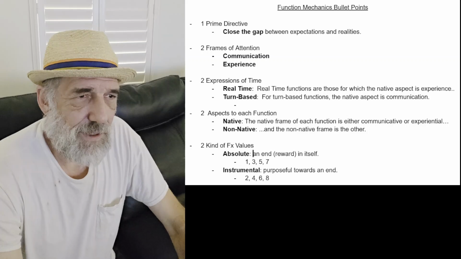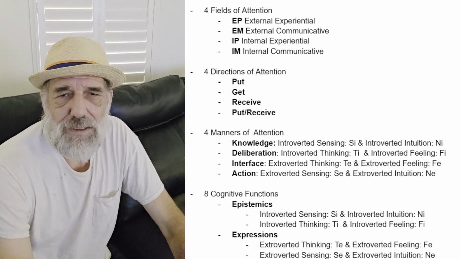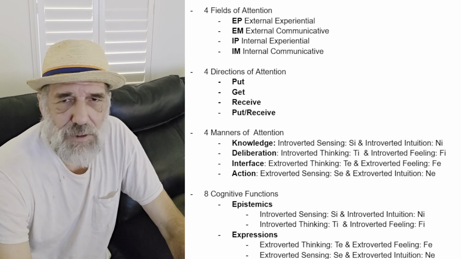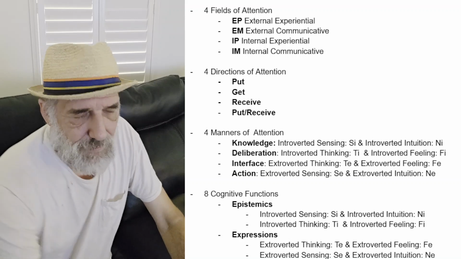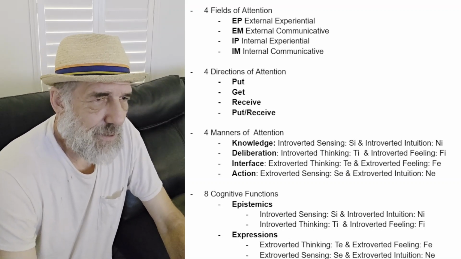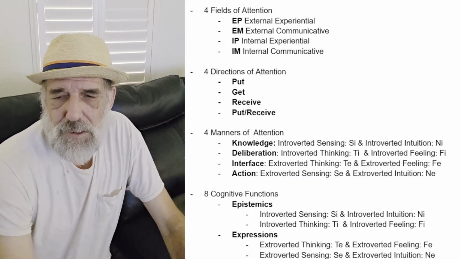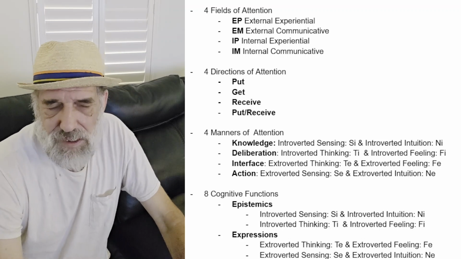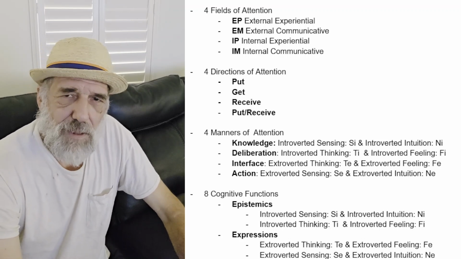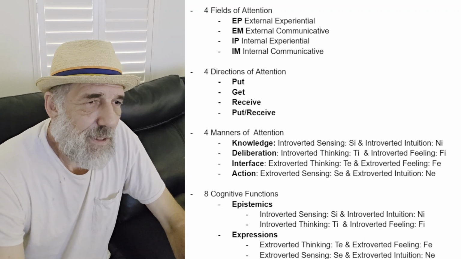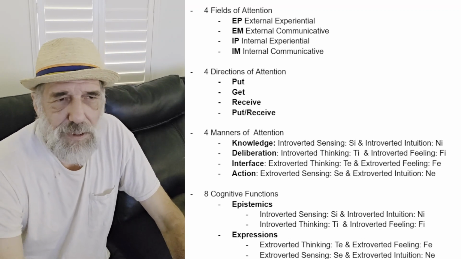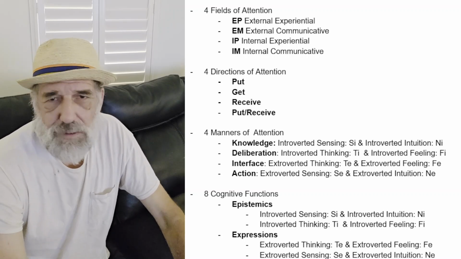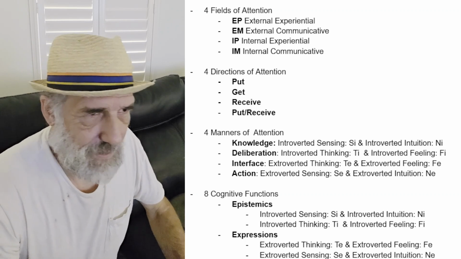There are 4 fields of attention. That's to say, there are 4 places where people can pay attention. External experiential, that's stuff in the world. External communicative, that's what I'm doing right now, communicating out onto the internet, could be considered the external metaphysical or communication field. Internal experiential, that's if you have like a stomachache or something. Internal communicative, that's when you're thinking things in your head but you're not saying them out loud.